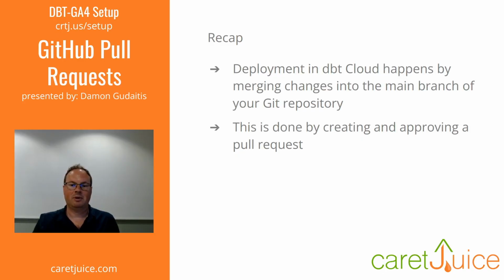To recap, deployment in dbt Cloud happens by merging changes into the main branch of your Git repository. This is done by creating and approving pull requests.